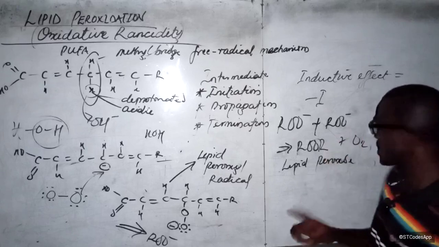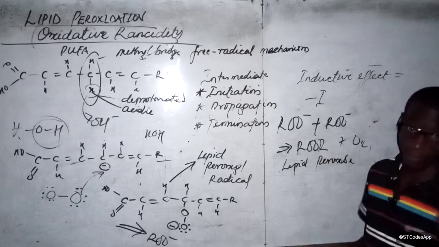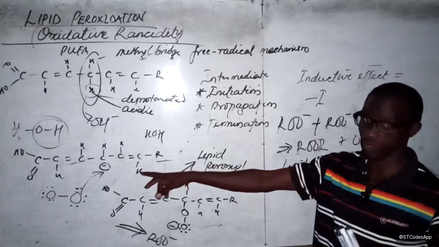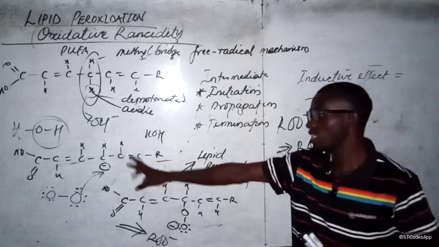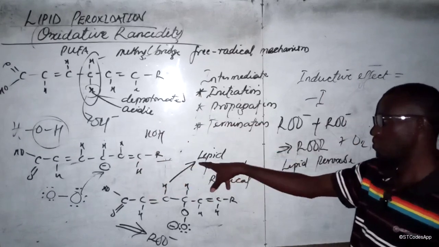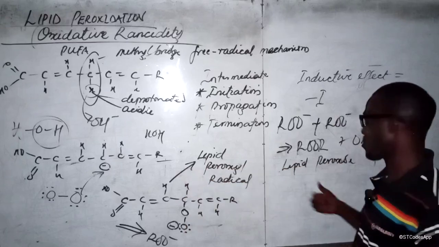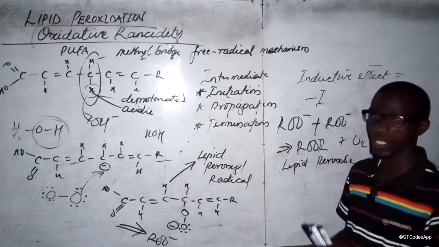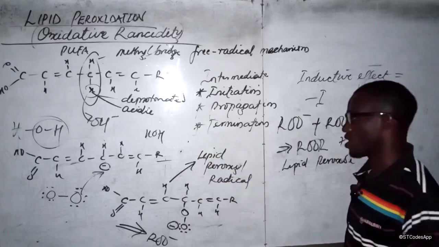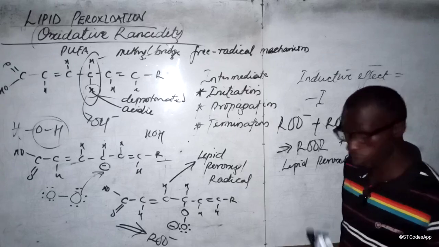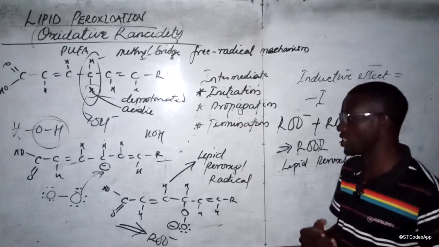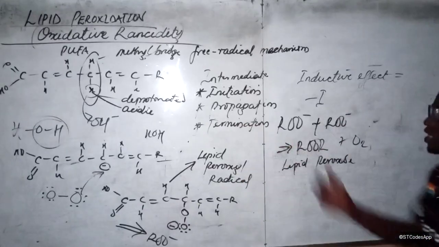Now, this lipid peroxide could also break down. What it will break down to depends on the site of oxidation as well. Usually the methyl bridge is where oxidation takes place, and the possibility of forming aldehyde, ketone, or alcohol is dependent on where the oxidation actually takes place. All right. Those are some of the products of this oxidative rancidity at the end of the day.